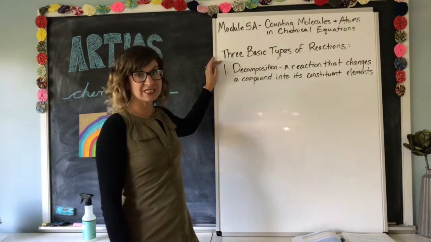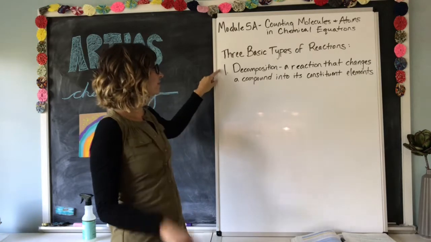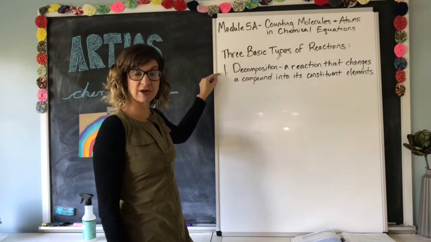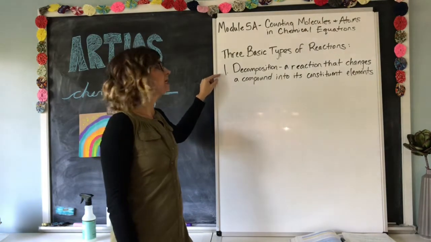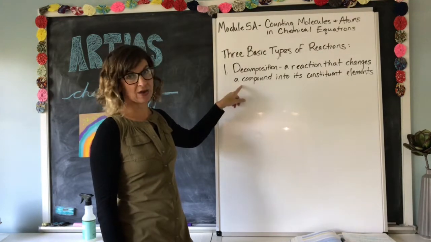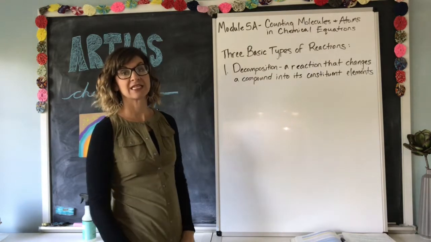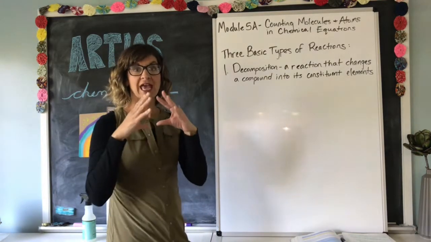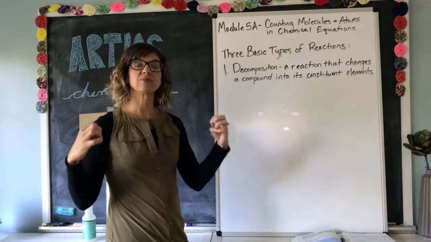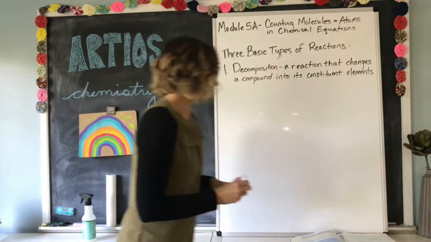The way that we can do this is by knowing the 3 basic types of chemical reactions. The first type is one that we have already talked about, decomposition. A decomposition reaction is one that changes a compound into its constituent elements, or the elements that it is made up of. So you're starting with a compound and you are splitting it into its constituent elements. Okay? Here's an example.